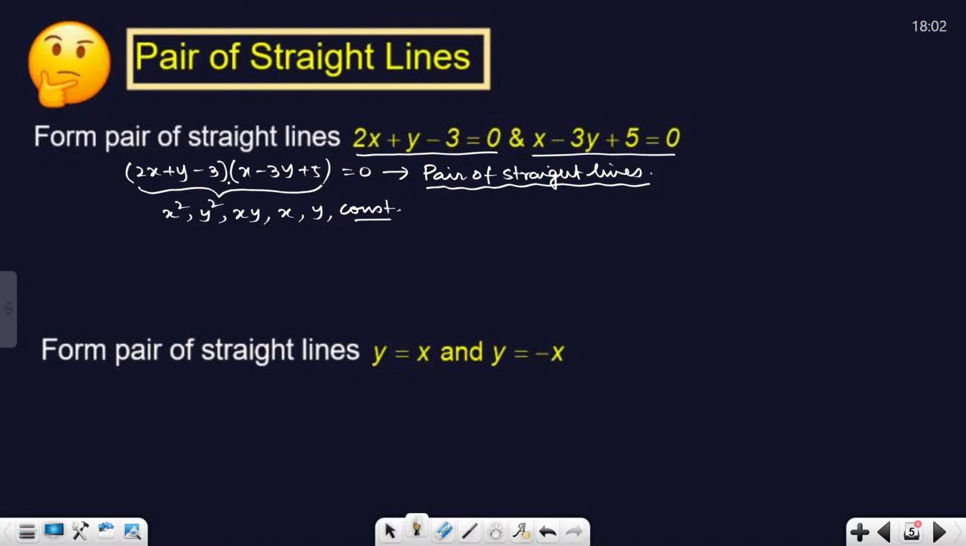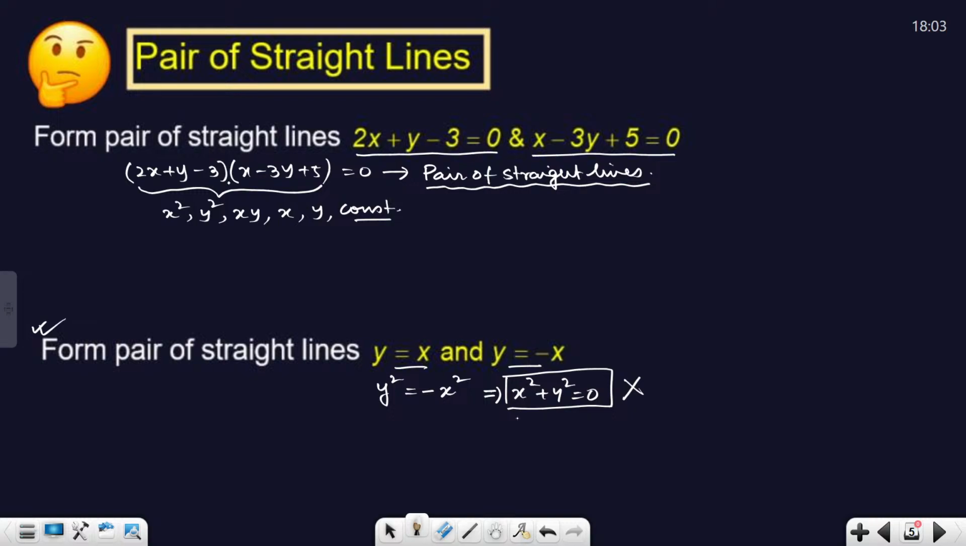But remember one thing, while finding the pair of straight lines, if we see the second example, here if I ask you to form the pair of straight lines, and if you go by simply multiplying the corresponding sides, that is going to give us y square equals minus x square. That gives us x square plus y square equals 0. Now, if you tell me that, sir, this is the equation of the pair of lines given by these two lines, the answer is no. This is not the equation of the pair of straight lines.